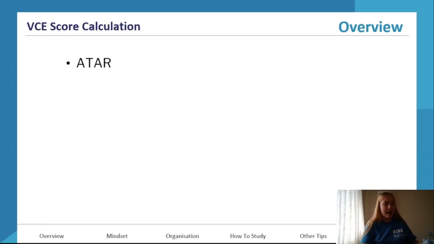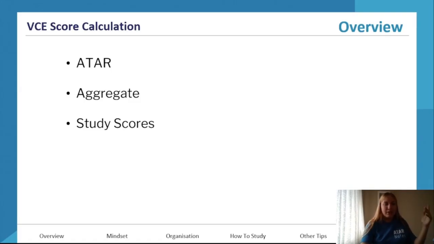So what we're looking at, an overview of what we're having a look at. First, we'll explain the ATAR and clear up any misconceptions you may have about it. Then we'll talk about your aggregate scores, which they use to calculate your ATAR. Study scores, how they're calculated, how they're scaled. So, of course, subject scaling, how it all works.